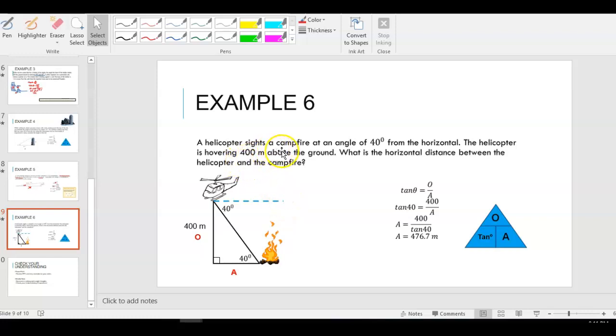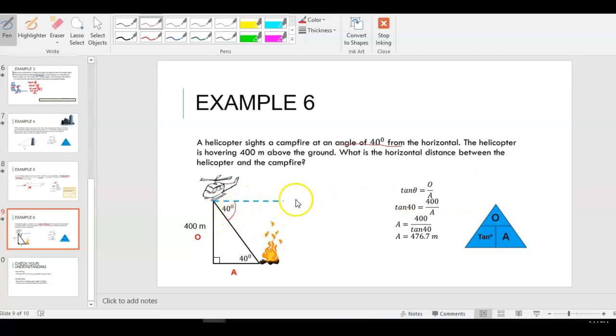A helicopter sights a campfire at an angle of 40 degrees from the horizontal. The helicopter is hovering 400 meters above the ground. What is the horizontal distance between the helicopter and the campfire? Okay, so let's see what information we have. We have the angle of 40 degrees from the helicopter to the campfire. That means this is the angle of depression, 40 degrees.